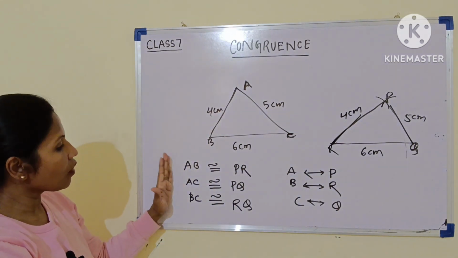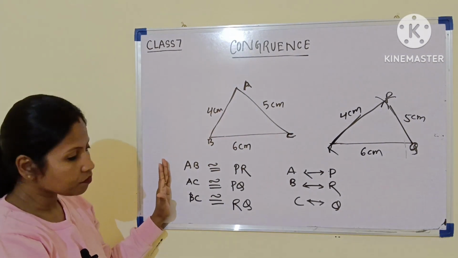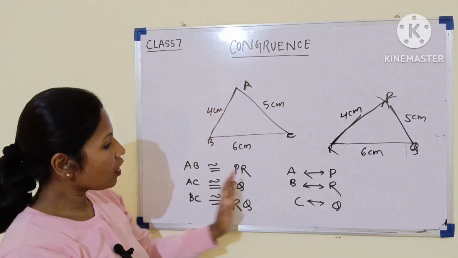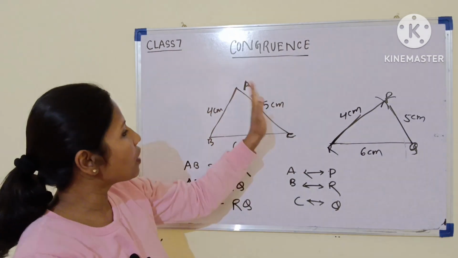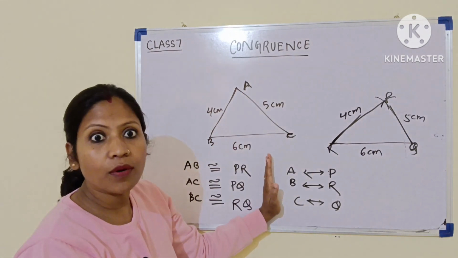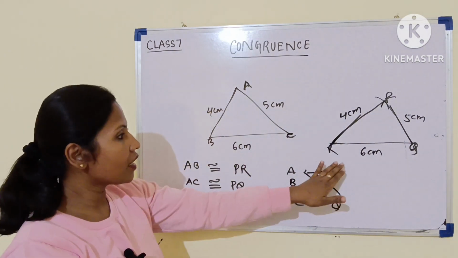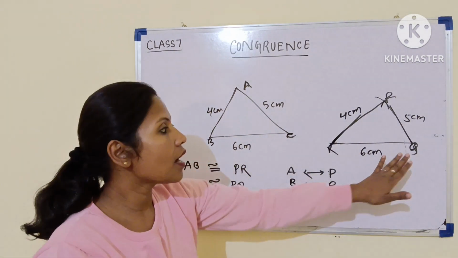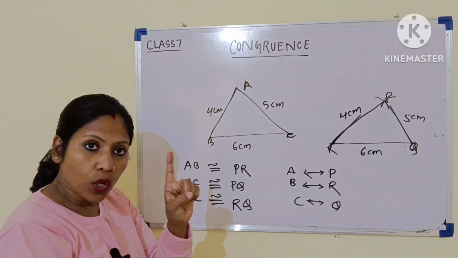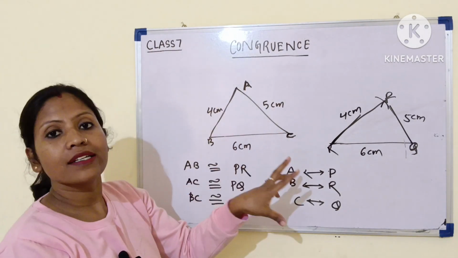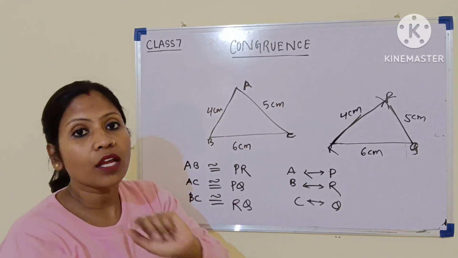So here we have found the congruency of the sides, and now we have found the correspondence of vertices. This is basically talking about the angles. Angle A and angle P are the same. Angle B and angle R are the same. Angle C and angle Q are the same. Congruency will happen only if all three sides and all three angles are equal.